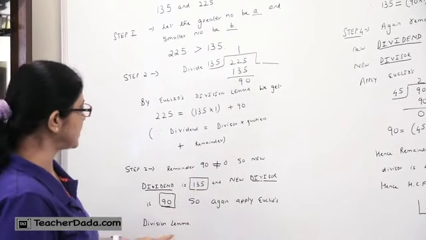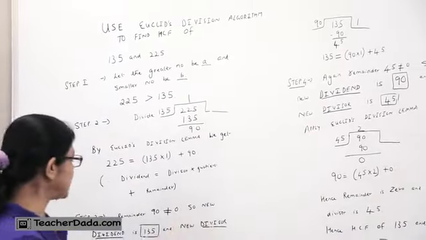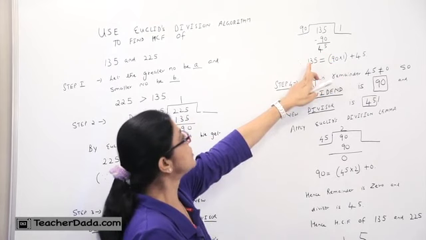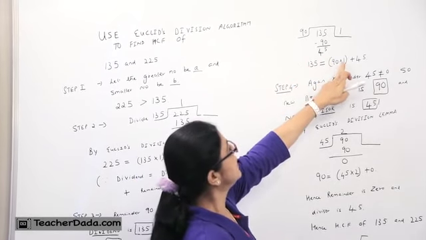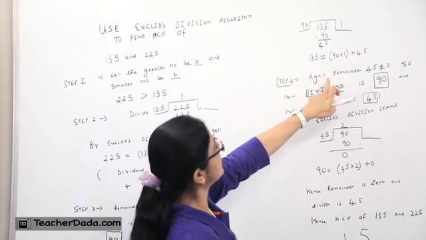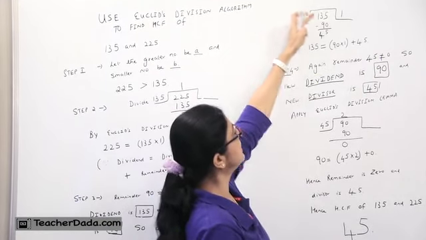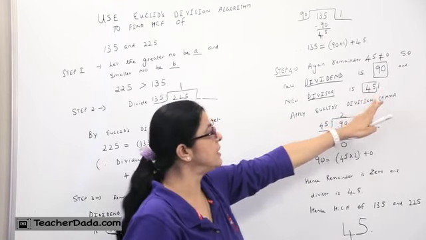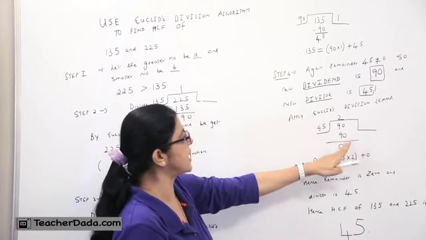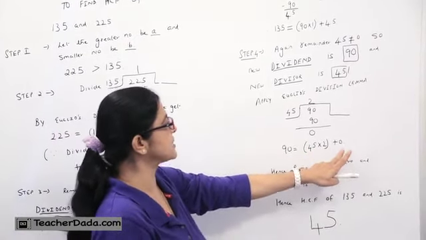So again apply Euclid's division lemma. What is the new dividend? 135, you can see, and the divisor is 90. Again, 90 times 1 is 90, which leaves 45. So dividend is equal to divisor into quotient plus remainder. Again you can see the remainder 45 is not equal to 0, that is step 4. So again the new dividend will be 90 and the new divisor will be 45. Apply Euclid's division lemma: 90 divided by 45. 45 times 2 is 90. Dividend, that is 90, is equal to divisor into quotient plus remainder.